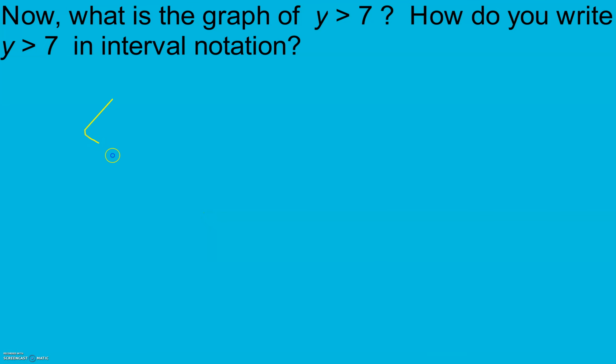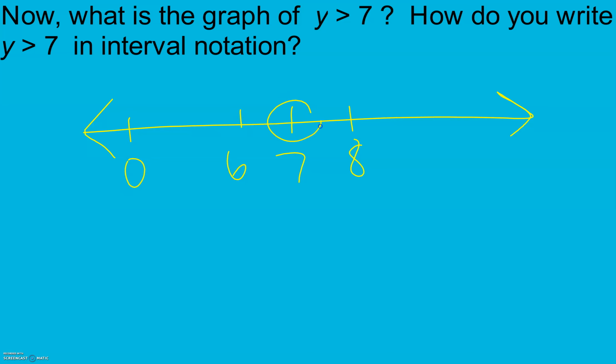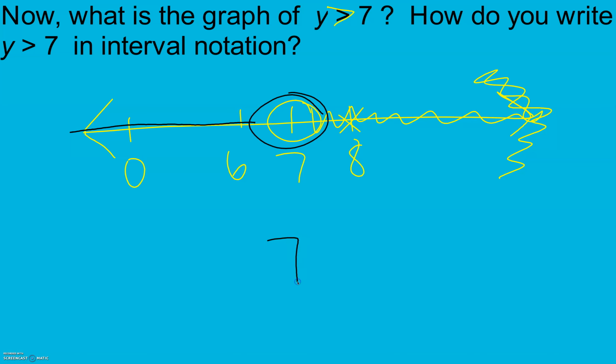Okay, here we're going to graph y greater than 7. I'm going to keep it open, and I want numbers greater than 7, like 8. So my graph looks like this. In interval notation, moving from the left, the first thing I see is a circle at 7. So I write down 7, that's my first thing on the left. Since it's an open circle, it gets a parenthesis.